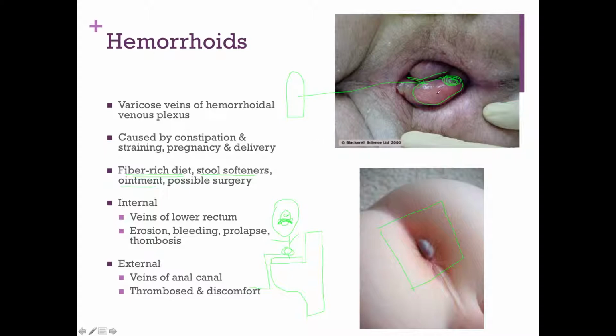And then for really severe ones like this, the surgery to remove a hemorrhoidal vein is very easy. It's an outpatient surgery. They give local anesthetic, they snip it off, they tie up the rest, and it's not that big of a deal.